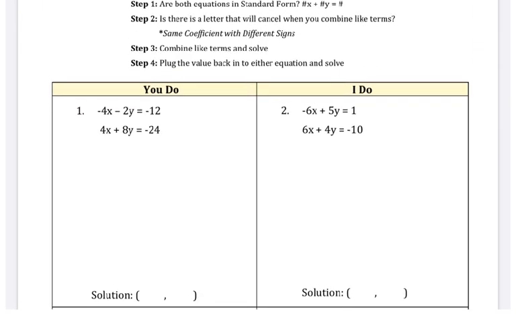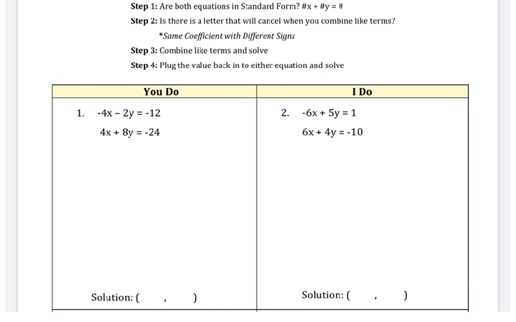So let's take a look at the first one. Step 1 says, are both equations in standard form? Yes: x, y equals number, x, y equals number. Is there a letter that will cancel when you combine like terms? Again, I'm going to do the odds and you're going to do the evens. We're going to do the odds together and then you'll try the evens.